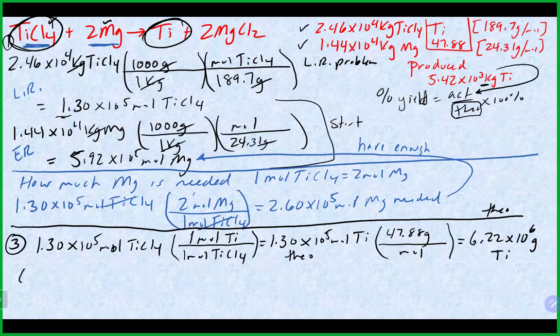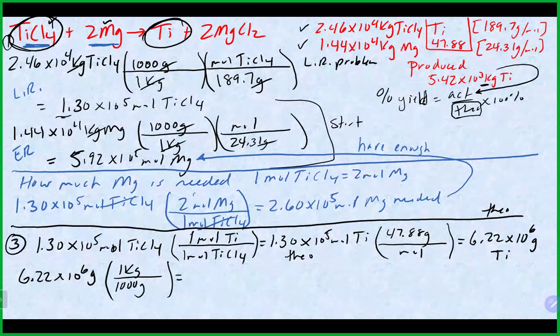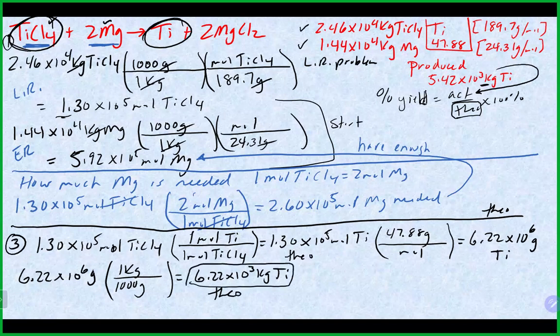So we'll do that little conversion there, 6.22 times 10 to the 6 grams. There are 1,000 grams in a kilogram, and dividing by 1,000 gets me 6.22 times 10 to the 3 kilograms of Ti. That would be my theoretical yield in kilograms. Question on that so far? Yeah.